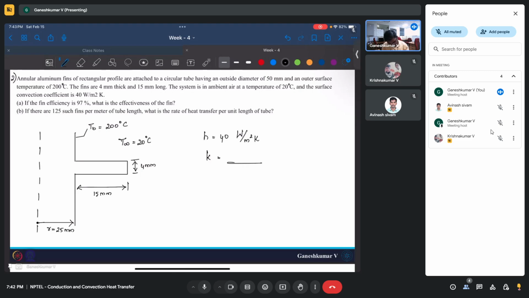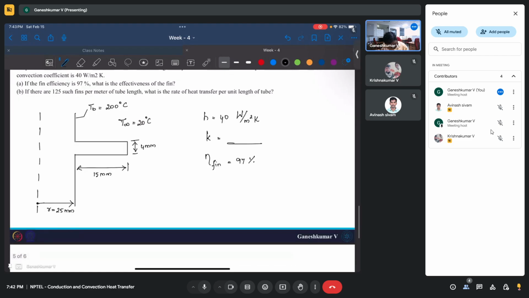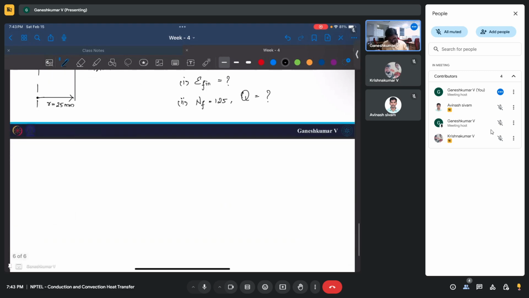So the only thing given is the efficiency of the fin. Efficiency of the fin is 97%. Okay, which means the fin is made of a very high thermal conductivity material. All right. If this is the case, what is the effectiveness of the fin? That is the first one we need to find out. And the second is, let's say I have the number of fins as 125. Then what is the total heat transfer from this entire circular tube with fins? That is what they are asking.